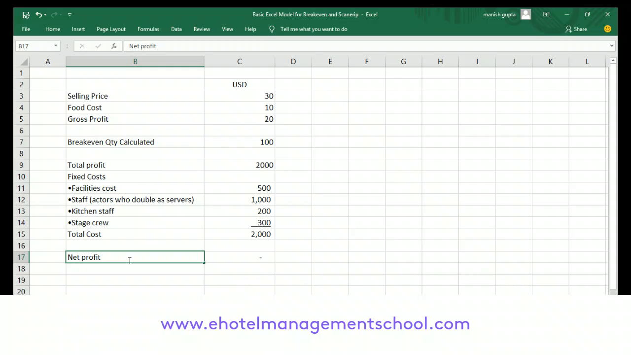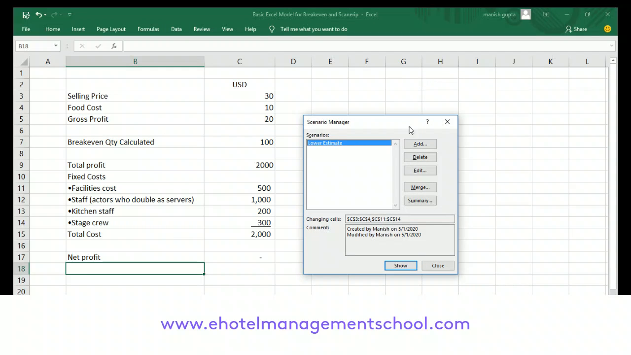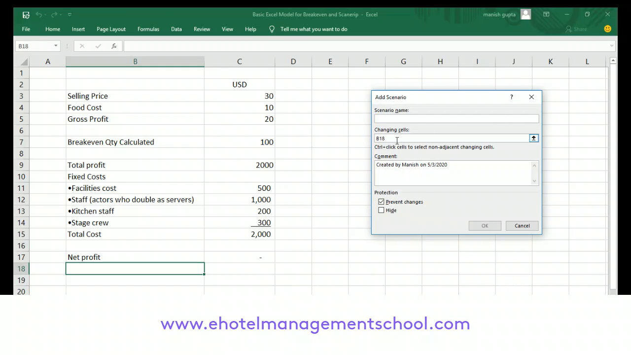Now let's create some scenarios. To create scenarios and see the impact of different scenarios, we can go to the Data ribbon and click What-If Analysis. Then, instead of What-If Analysis, you need to click Scenario Manager. Once you go to the Scenario Manager, I have already created one, so let's delete this and then you will be able to run. What you need to do is click Add for a new one and give it a name. Maybe let's say tickets 50. If you are able to sell only 50 tickets, what will happen?